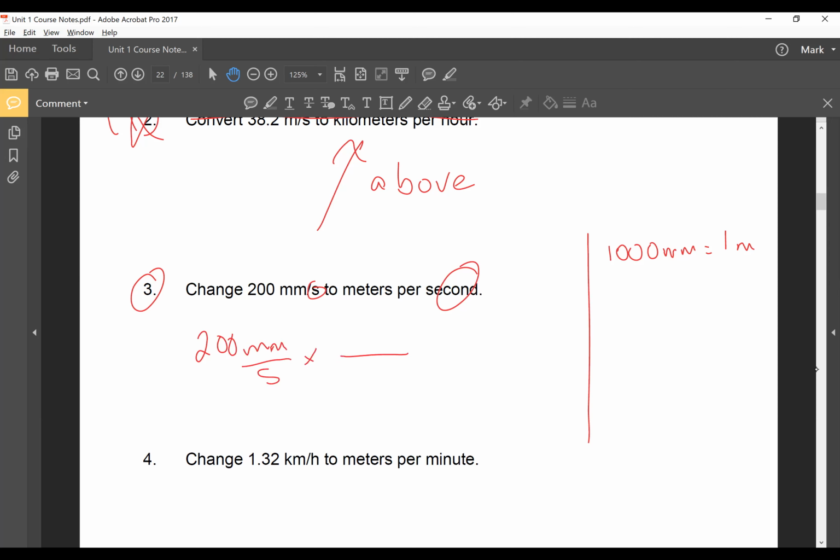I'm going to multiply this by 1 meter over 1,000 millimeters, which cancel. So this ends up being 0.2 meters per second. All right.